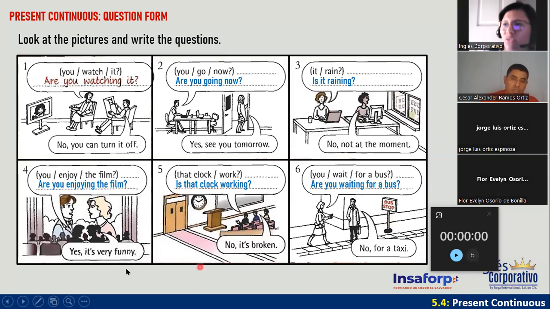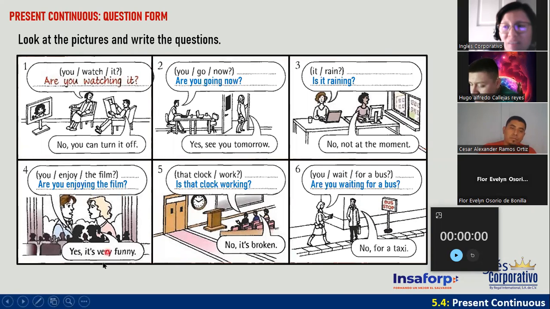Muy bien. Entonces tenemos acá, are you watching it? No, you can turn it off. Are you going now? Yes, see you tomorrow. Is it raining? No, not at the moment. Are you enjoying the film? Yes, it's very funny. Is that clock working? No, it's broken. Are you waiting for a bus? No, for a taxi.